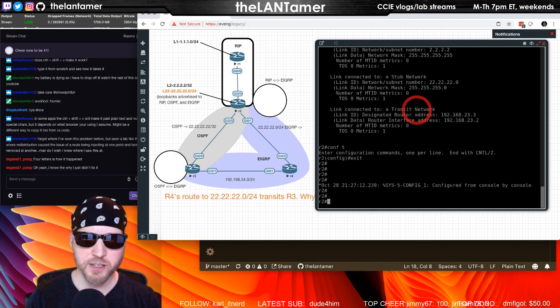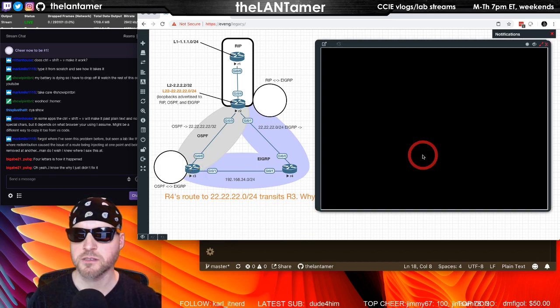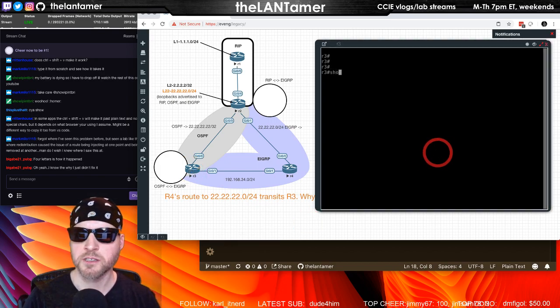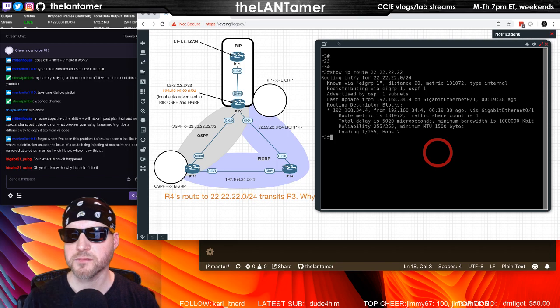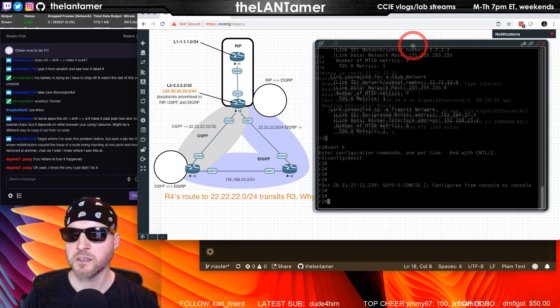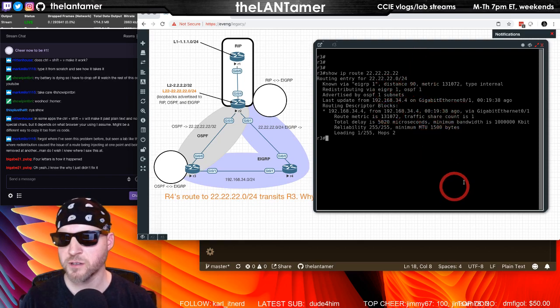Well, before we do that, let's go now to router 3 and see if the problem is solved. Show IP route 2.2.2.2. And okay, this is interesting. So we may have fixed it and created another problem, but that's okay. We'll address that.